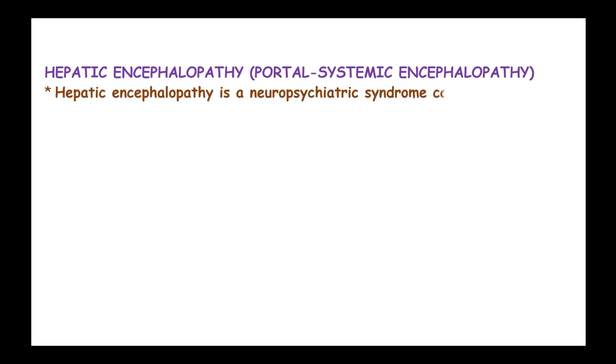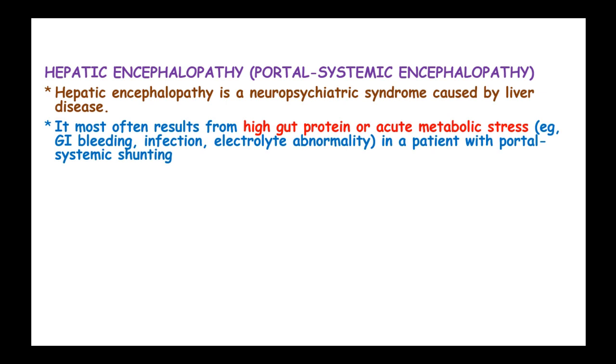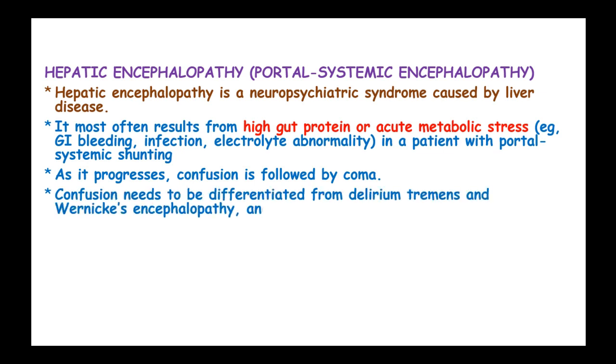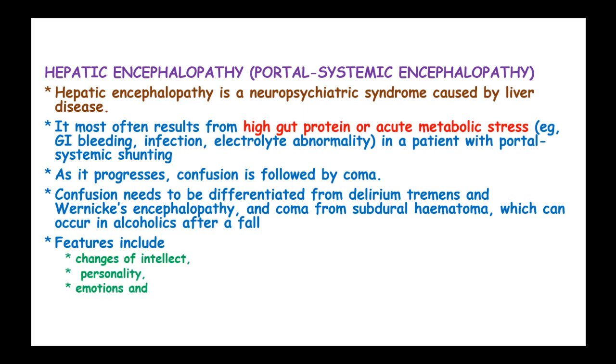Hepatic encephalopathy is a neuropsychiatric syndrome caused by liver disease, and it most often results from high gut protein or acute metabolic stress such as gastrointestinal bleeding, infection, or electrolyte abnormality, or in patients with portosystemic shunting. As it progresses, confusion is followed by coma. Confusion needs to be differentiated from delirium tremens and Wernicke's encephalopathy, and coma from subdural haematoma, which can occur in alcoholics after a fall. Features of hepatic encephalopathy include change in intellect, personality, emotions, and consciousness, with or without neurological signs.